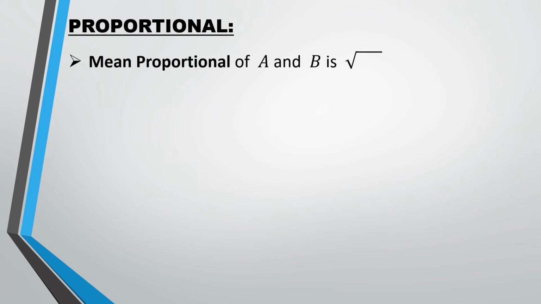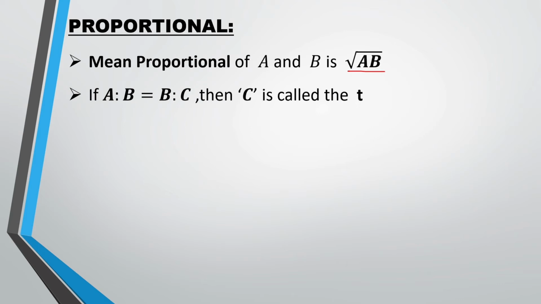Proportional. Since we are seeing ratios and proportion, we have already learned the basic concept of proportion, and now if they ask about any proportionals, we can do it very easily. Mean proportional of A and B is root AB. If they ask the mean proportional of 2 and 3, then root of 2 into 3, that's root 6, like that. It's very easy. If A is to B is equal to B is to C, then C is called the third proportional of A and B.